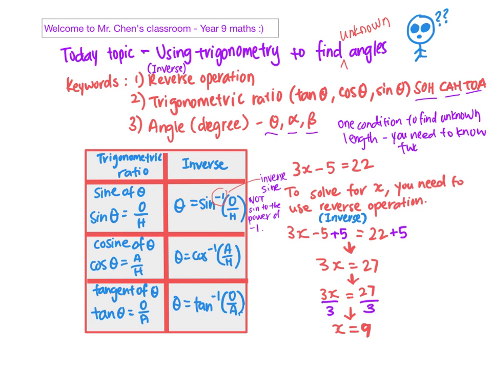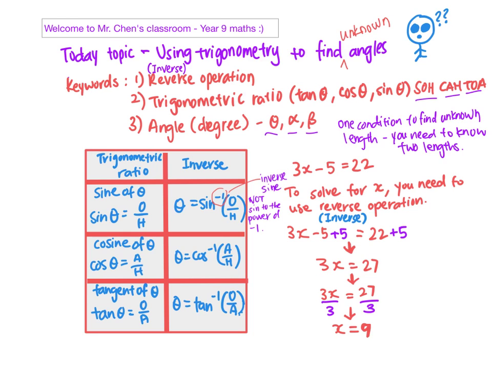The condition is you need to know two lengths. These two lengths will be either your opposite, adjacent, or hypotenuse. So we have to revisit algebra for a quick second.